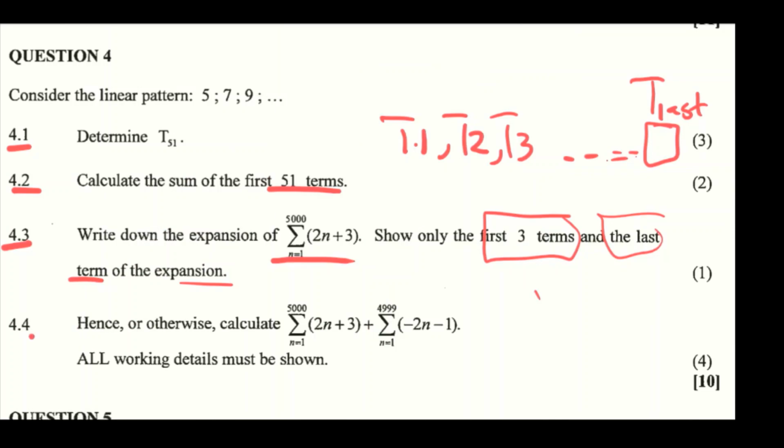Now 4.4 says "hence or otherwise calculate this value here," right? So you need to calculate the sum of this and add it with the sum of this, right? So we can simply just do these sums individually.